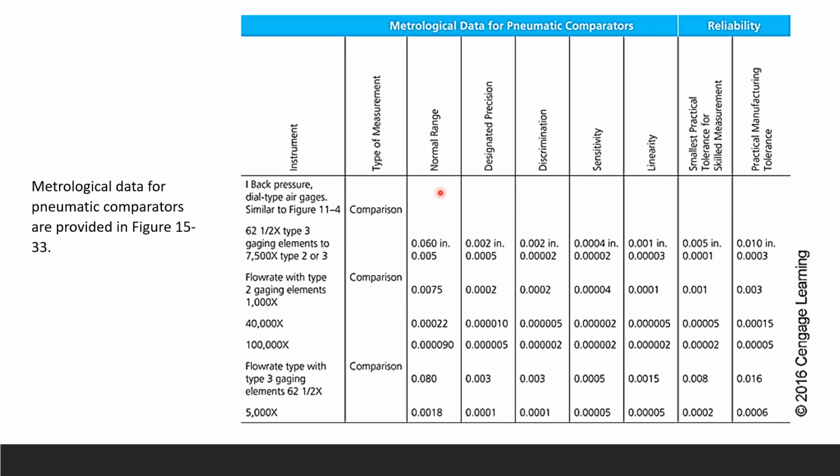They give you your normal range, design precision, discrimination, sensitivity, linearity, and these are your reliability. So don't worry too much about it. I'm just trying to tell you different amplification is going to give you different reliability, sensitivity, linearity, and discrimination. If you can get that, it's alright. So that's the end of chapter 15.